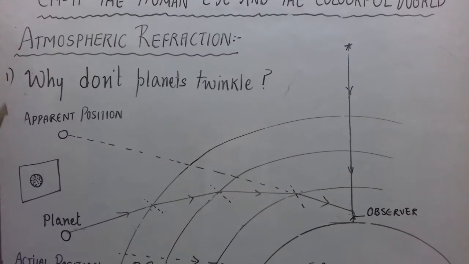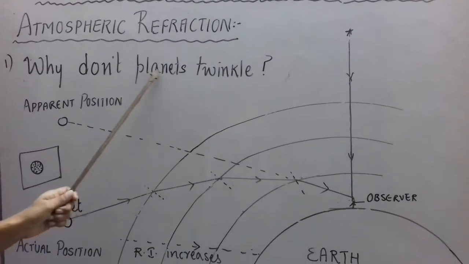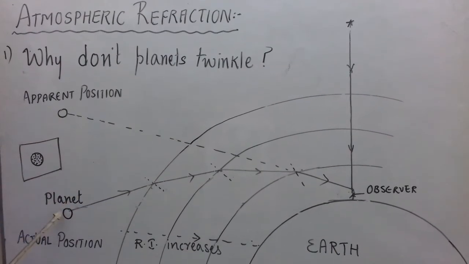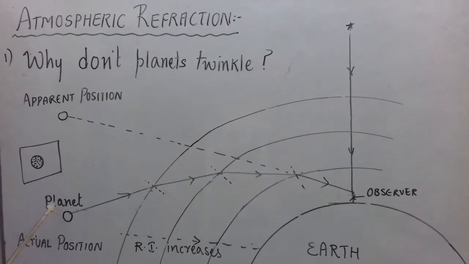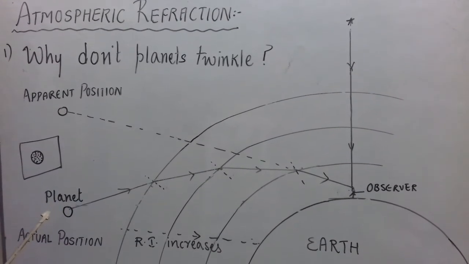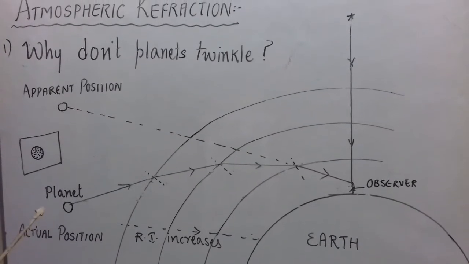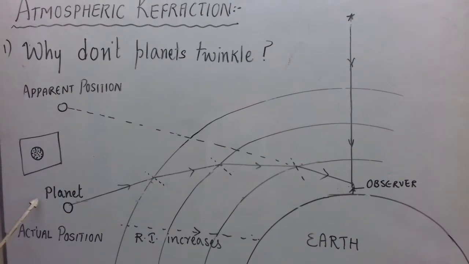Now students, let us see why don't planets twinkle. We know that stars twinkle but planets do not twinkle. Why? Let us see the explanation. Now planets as compared to stars, when we say planets are extended sources of light. Extended sources means they are not point source, comparatively their size is bigger. It's not that they are bigger than stars, but it only is because they are closer to Earth than stars. So we can consider planets as extended sources of light and stars are, we know, point sources of light.